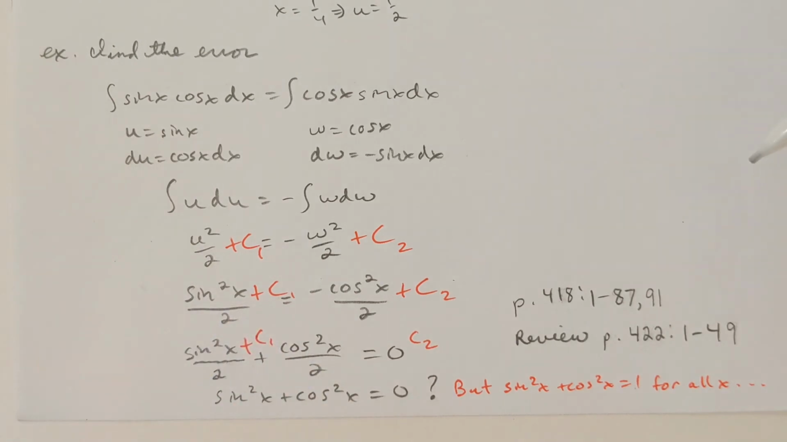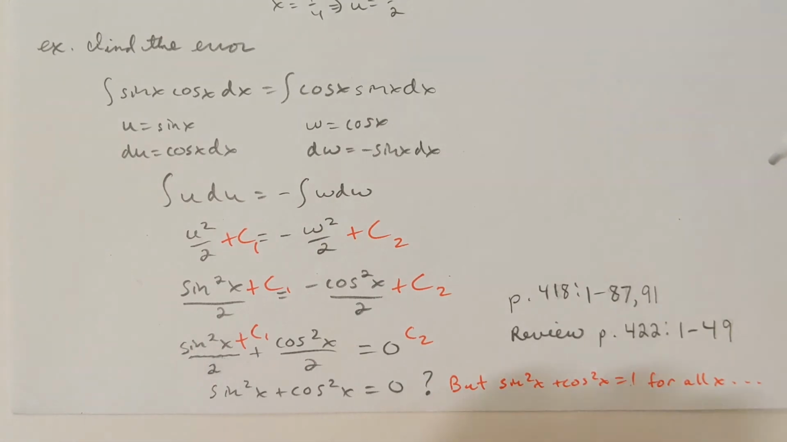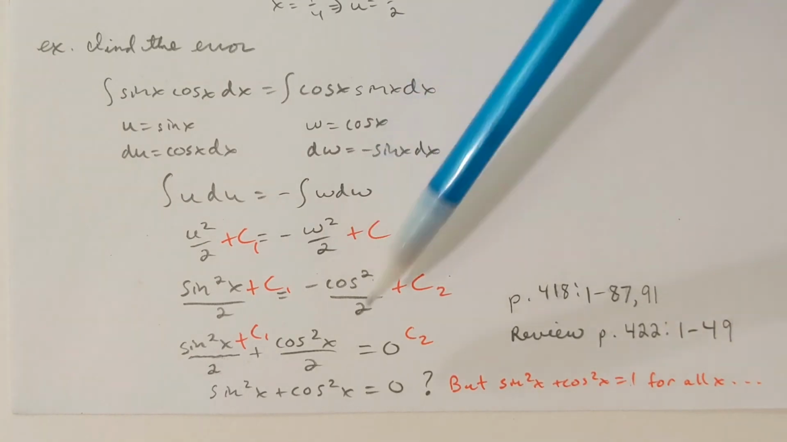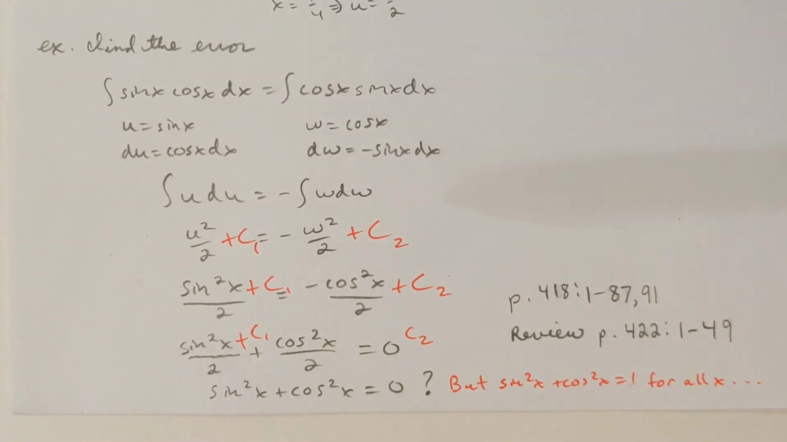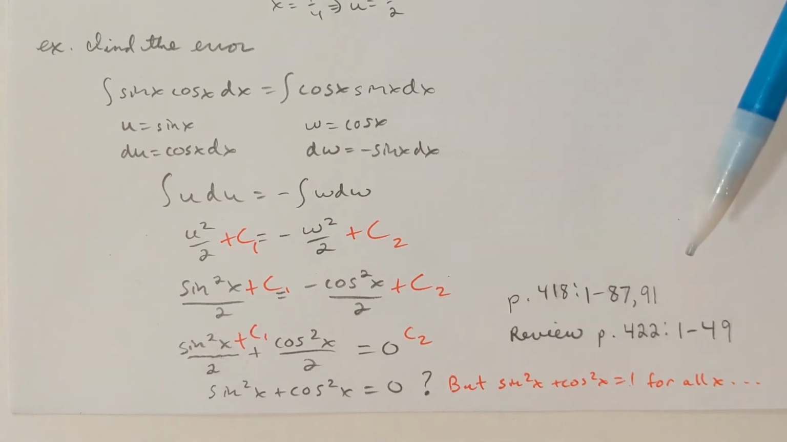Okay, here's one more problem just to make sure that we're paying attention to things when we're writing this stuff down. Find the error. Well, okay, so ignore what's written in red there, but if I had the integral of sine x cosine x dx, that would be the same as the integral of cosine x times sine x dx, right? Multiplication is commutative. I can flip those and there's no problem.